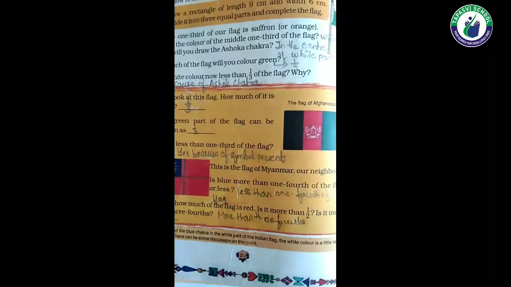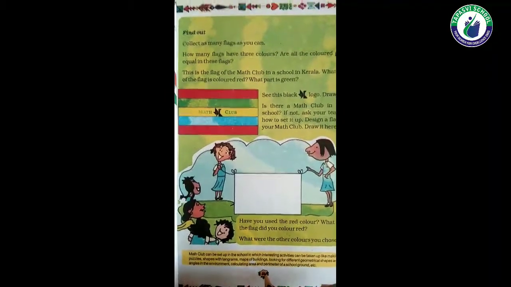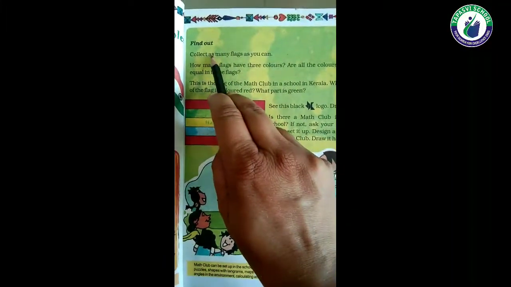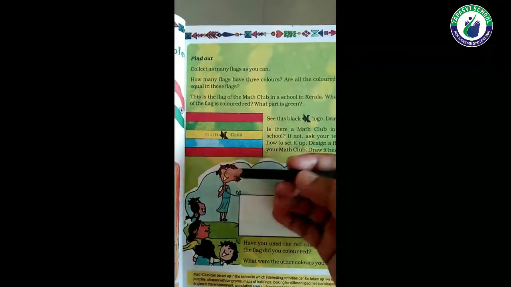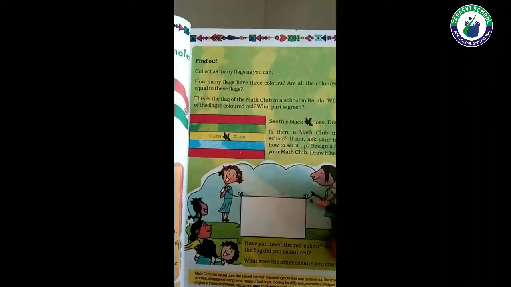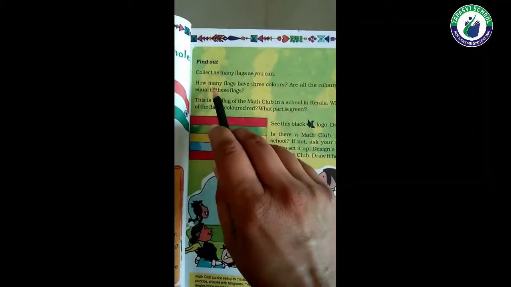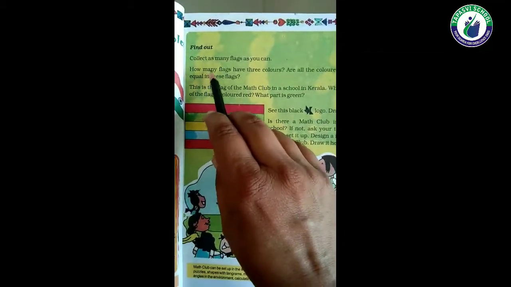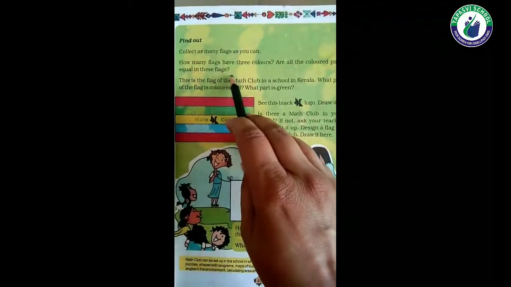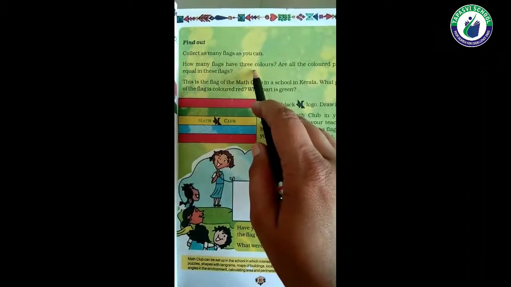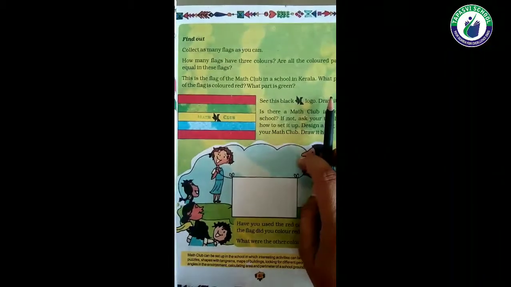Is it okay students? So now let's see page number 51, right? Find out, that means collect as many flags as you can. That means they are asking us to collect the flags of various different countries, right? And in that we have to see students how many flags have three colors. Are all the colored parts equal in these flags? This can only be answered when we have the flags with us, right?